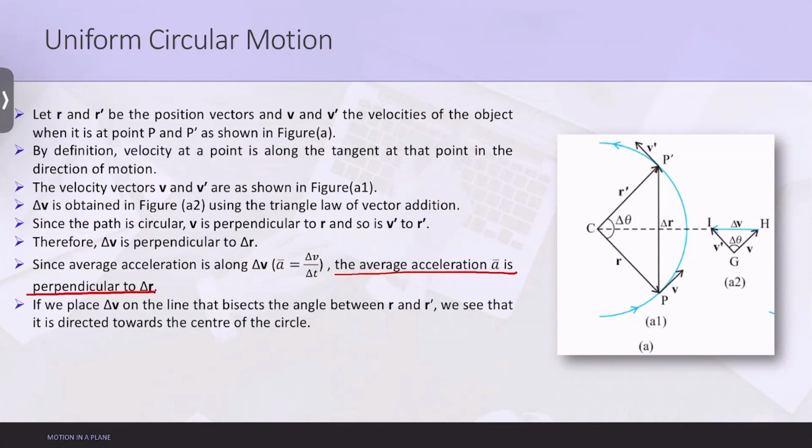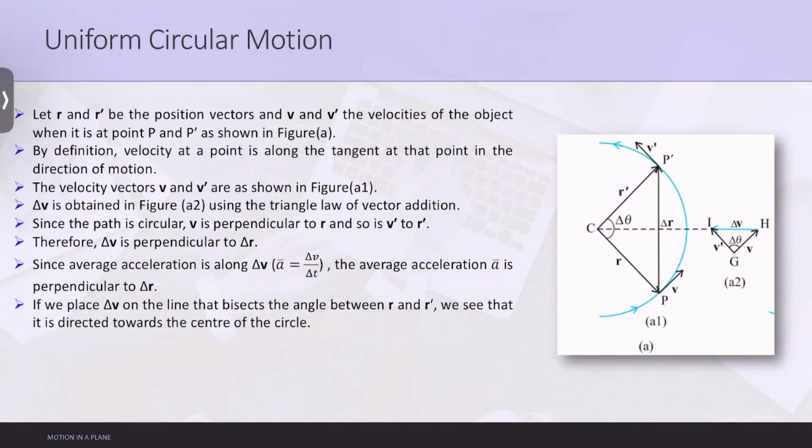Fine. Now, if we place this delta v on the line that bisects the angle between r and r dash, so if we keep it on this bisector line, we see that it is directed towards the center of the circle. If we keep it at this position, you can see where it is directing: it is directing towards the center of the circle, right? So it is just one of the facts which is written here, one of the discussions which is to be made.